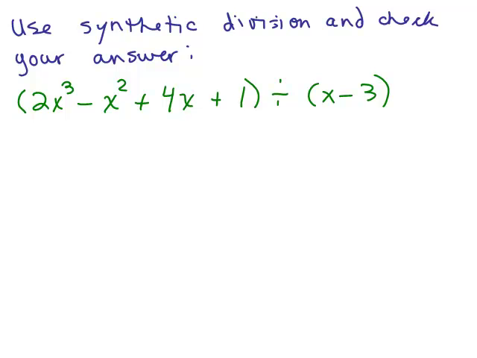All right, we're going to do synthetic division on this problem. Notice that we have something to the third power, so there should be 4 terms. And we've got to make sure that it starts with the highest power and goes in descending order. So we have the x cubed, the x squared, the x, and the constant. So that's great. And we're dividing by x minus 3.